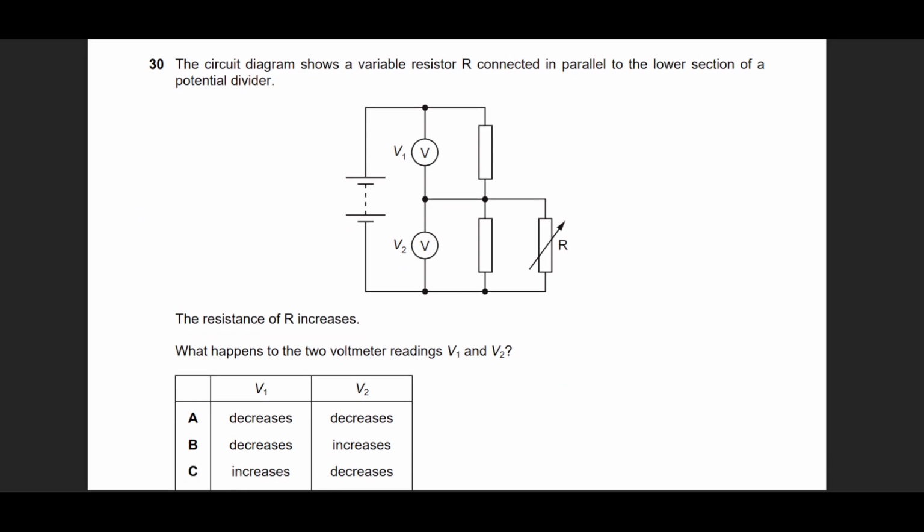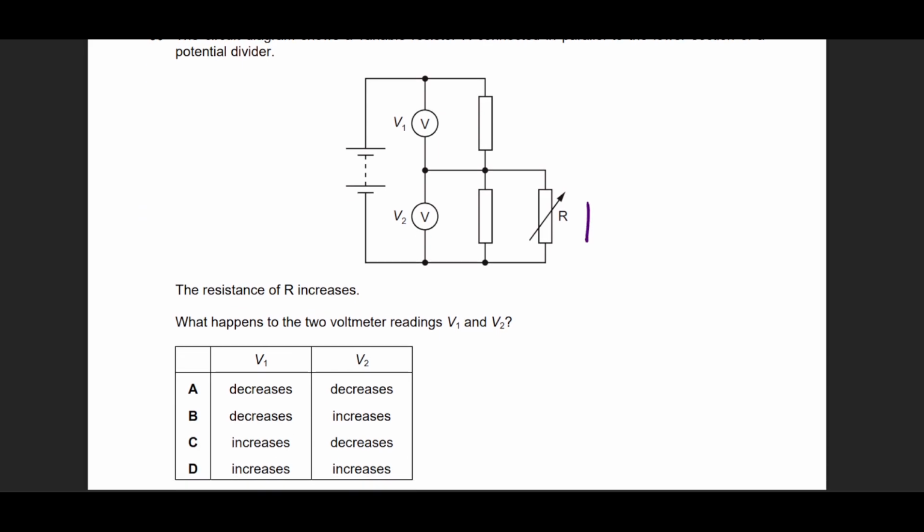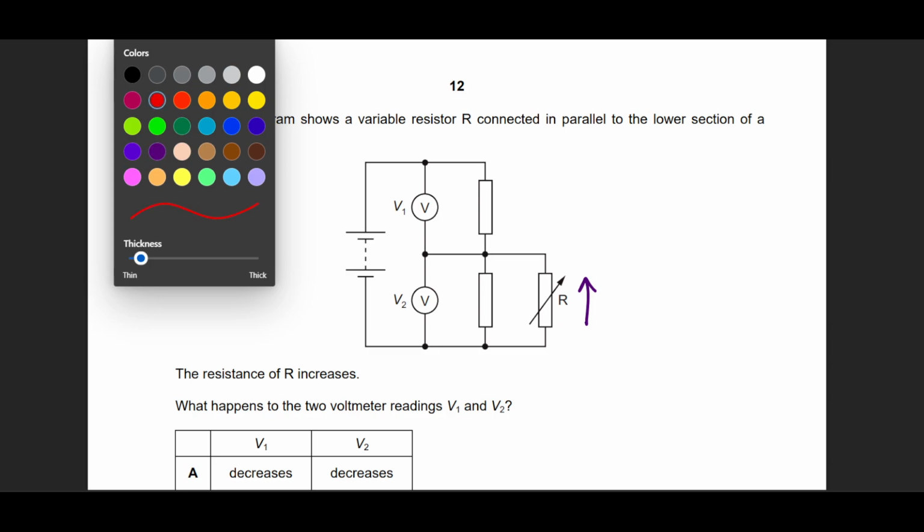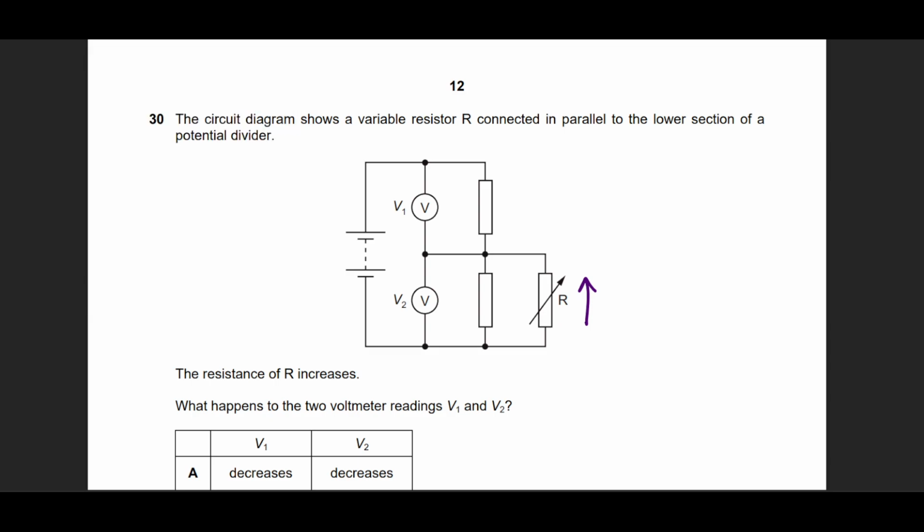Question number 30, he says that the value of R is increasing. Now notice that these are just voltmeters. They are not doing anything to the circuit. They are just there to measure the voltage. Do we need to worry about them? No. So if I remove them from the circuit so that the circuit looks a bit simpler, now it makes a bit more sense. It gets easier to look at, right?